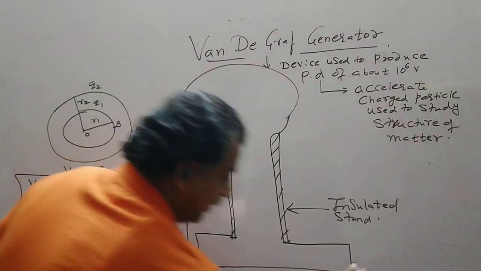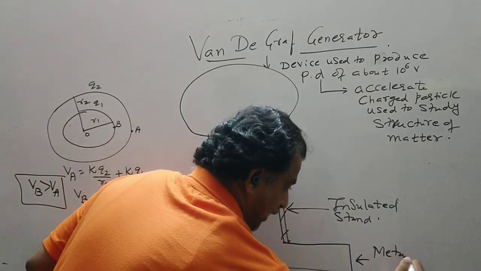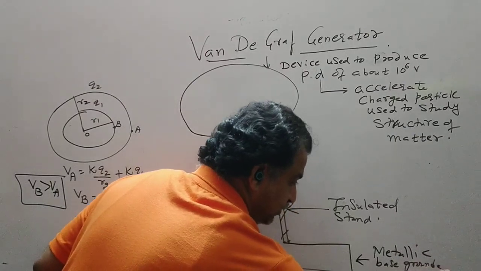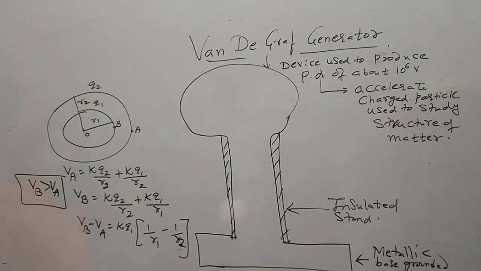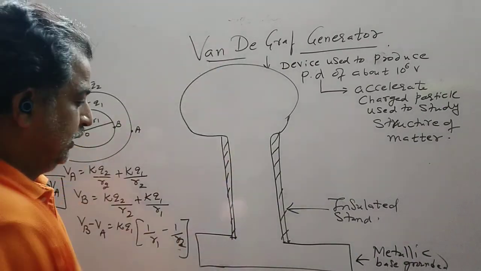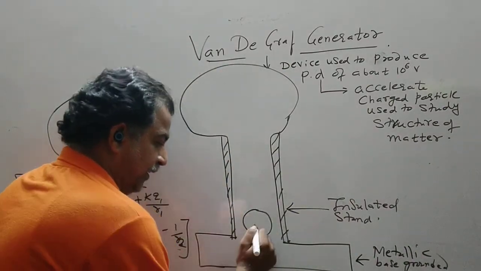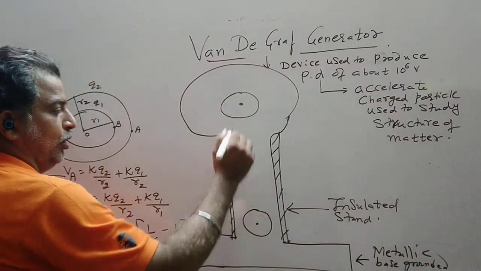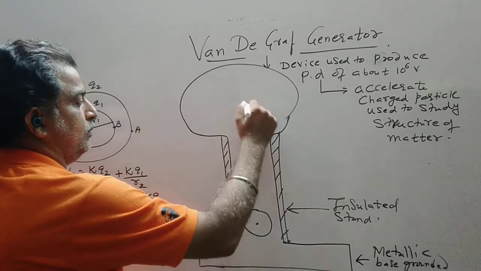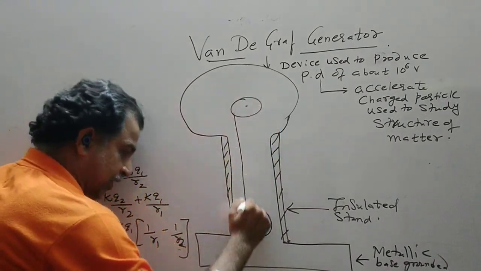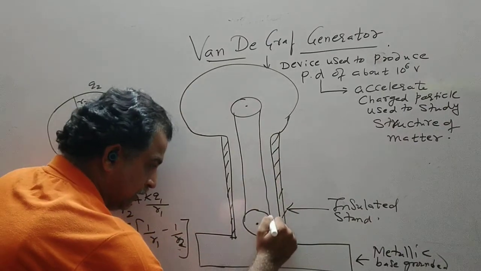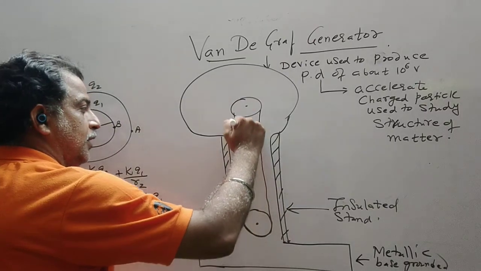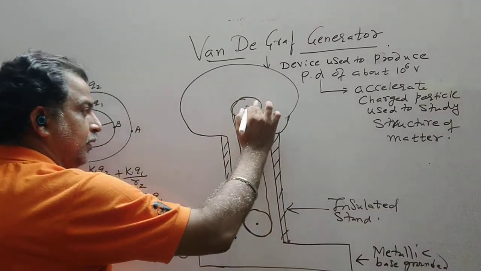So this is our metallic base. It is grounded. Now in this chamber we have two pulleys. These are two pulleys which are connected with an insulated belt. This is a belt, an insulated belt.